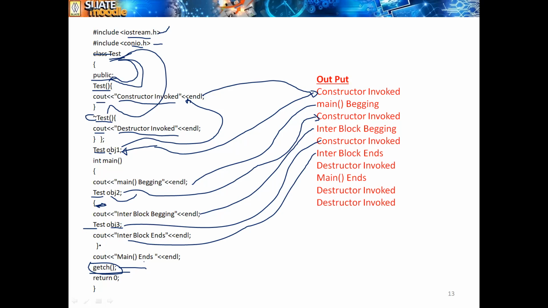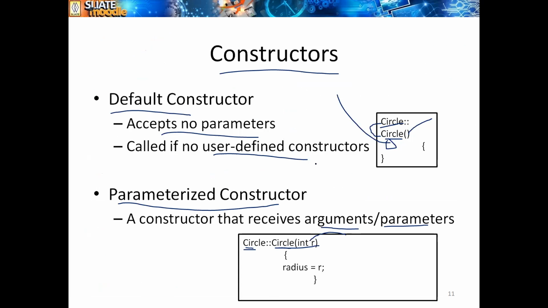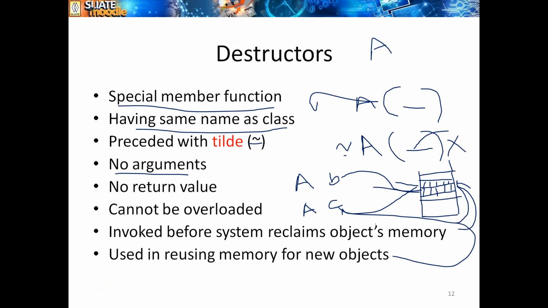After main ends, very important: you can see the destructor is invoked. After this output passes, the destructor is invoked before the system reclaims the object's memory. We can reuse memory for a new object. The destructor is invoked before the system reclaims the object's memory. Right? This is the case.